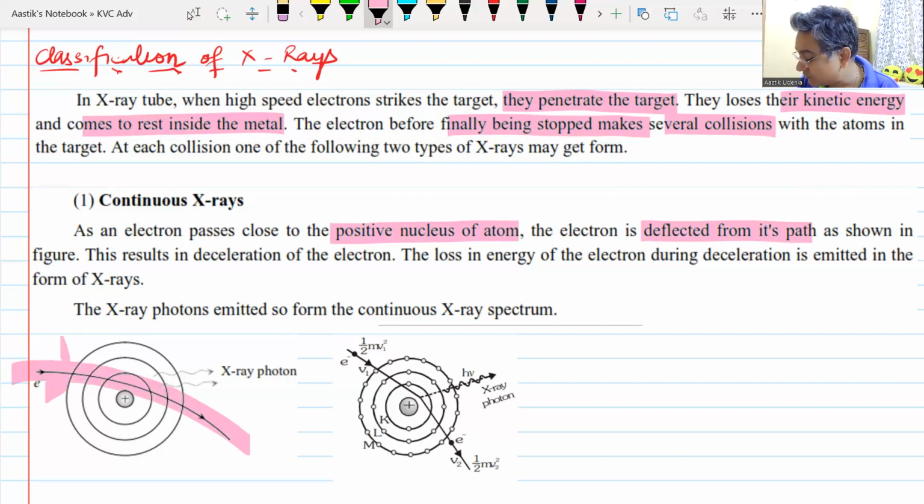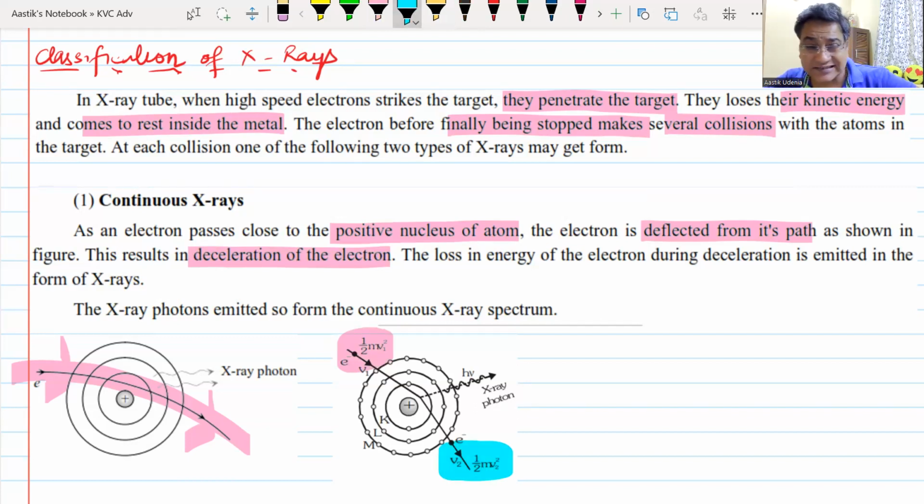Do you understand this? Yes, sir. Now, when it's getting deflected from its path, it is losing energy. The electron is decelerating. So the energy with which it enters, half mv1 square, and the energy with which it leaves, half mv2 square, is not the same. There is a decrease in energy. And if we assume that there is no heat loss, there would be some heat loss. So some energy will be lost in the form of heat.